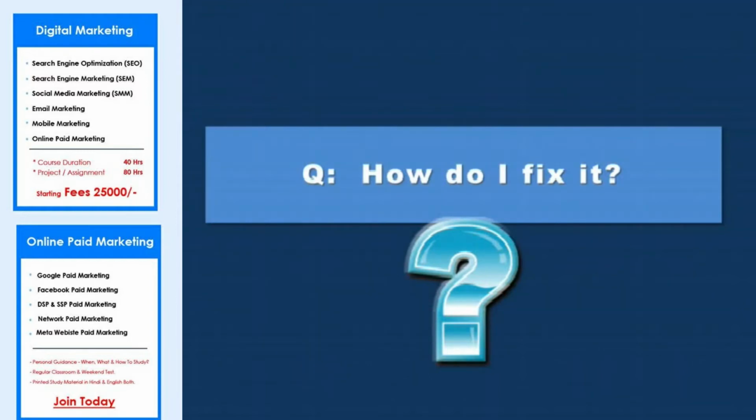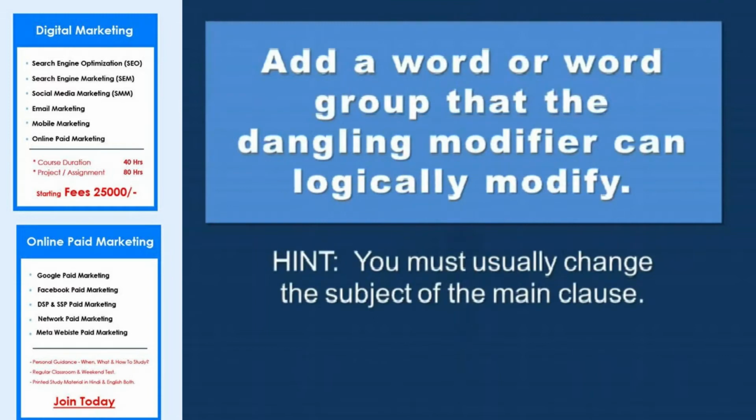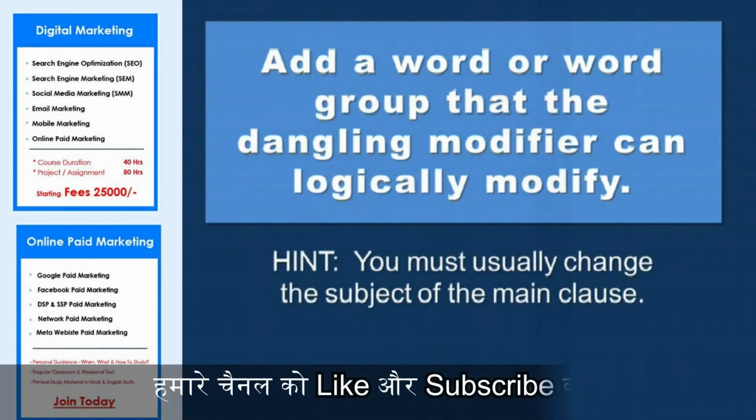You can add a word or a word group that the dangling modifier can logically modify. Now, a hint here, which would certainly help you with your answers, is you must usually change the subject of the main clause. The same questions coming up once again.